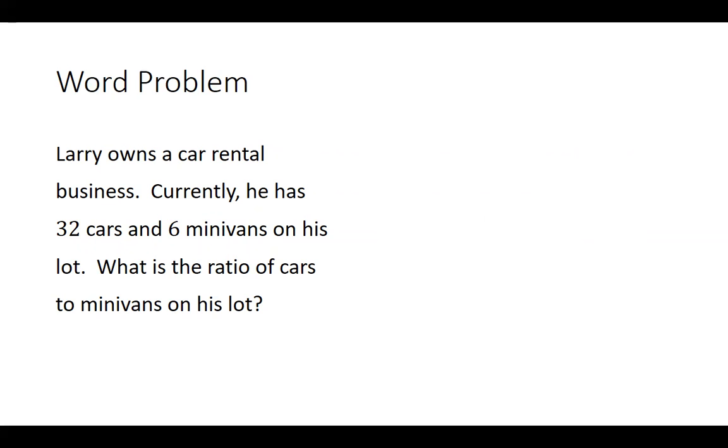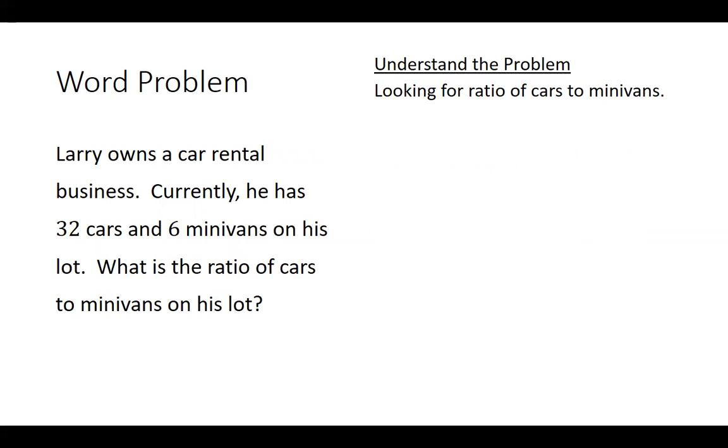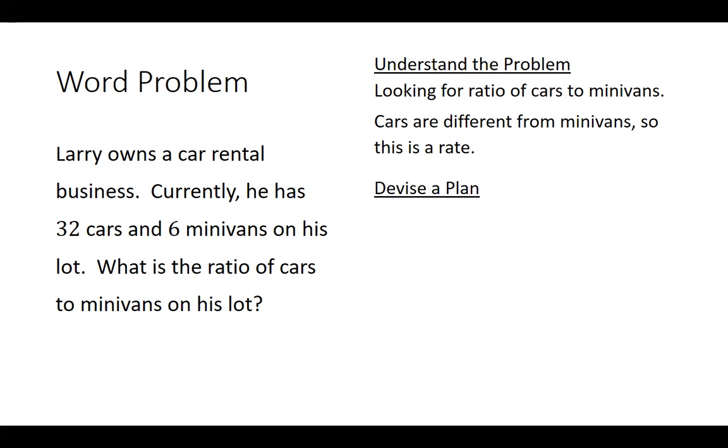Well, first of all, we're talking about a rate here because cars and minivans are different entities, aren't they? So let's understand the problem. First, he's looking for the ratio of cars to minivans. And as I said, that's a rate. Cars are different from minivans, so this is a rate. So how are we going to find that? Well, let's devise a plan. My opinion is, we create a fraction and reduce it.